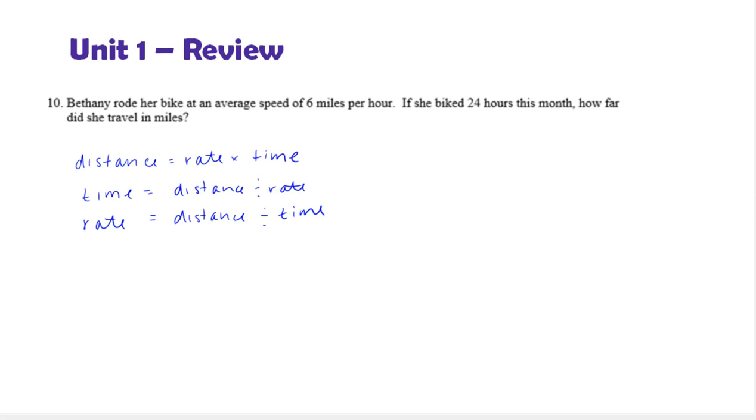Question 10. Bethany rode her bike at an average speed of 6 miles per hour. If she biked 24 hours this month, here comes the question, how far did she travel in miles? So notice I have some relationships here. Distance equals rate times time. And this can be written in a few ways. If we need to know the time, we can divide the distance by the rate. Or if we want to know the rate, we divide the distance by the time.